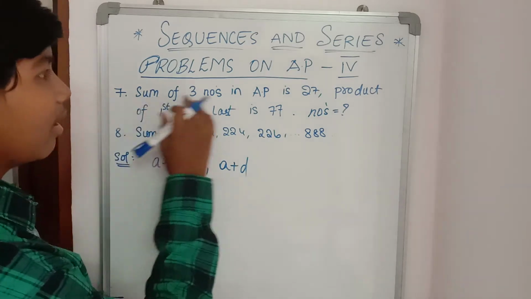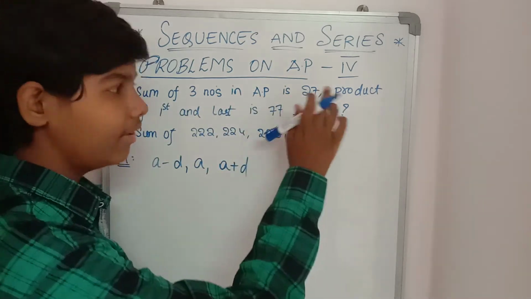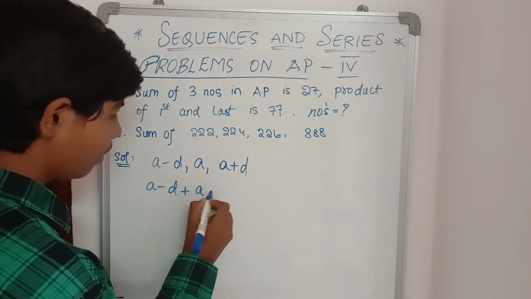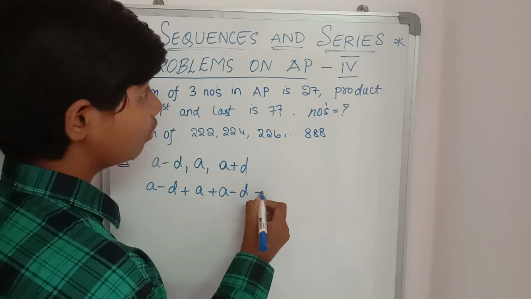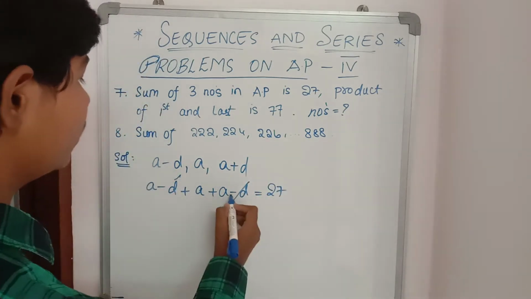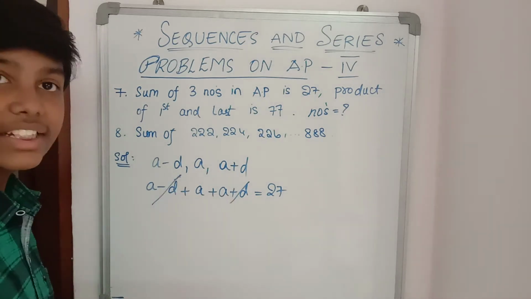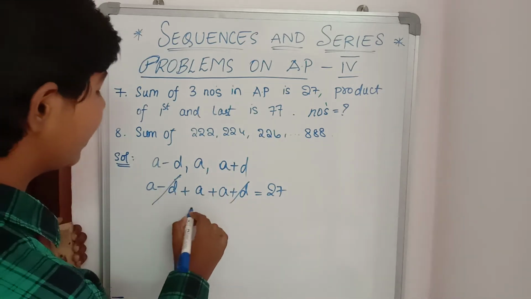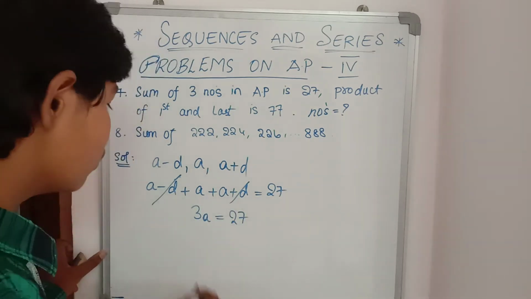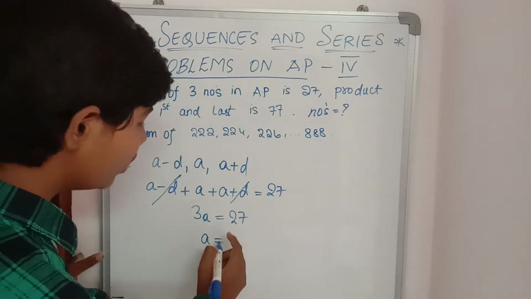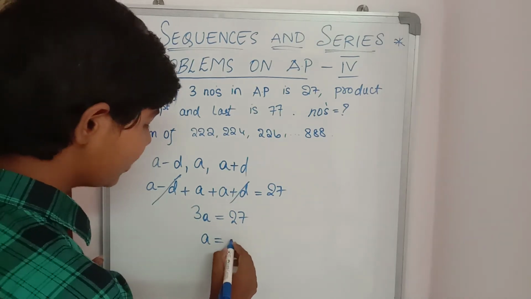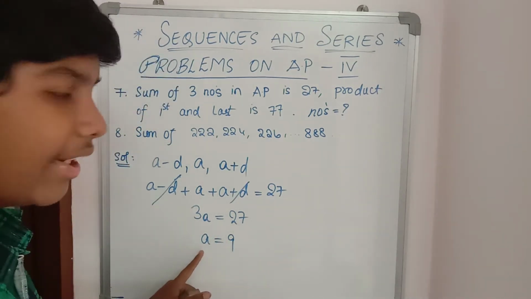The sum of the three numbers in an AP is 27. So A minus D plus A plus A plus D is equal to 27. Minus D and plus D get cancelled. A plus A plus A is 3A, so 3A is equal to 27. What will be the A value? A is 27 by 3; the 3 goes to the RHS and becomes division. 27 by 3 is 9. We have got A as 9.